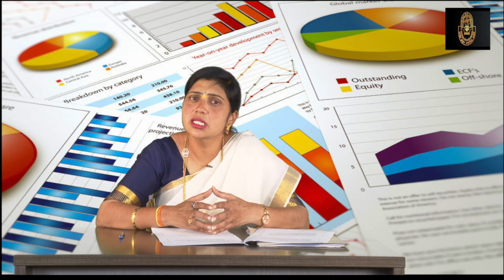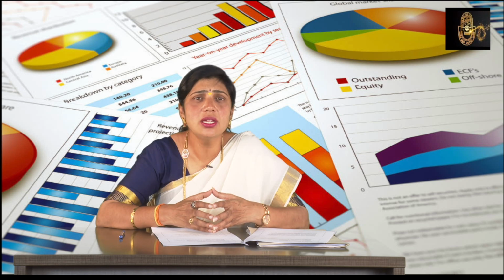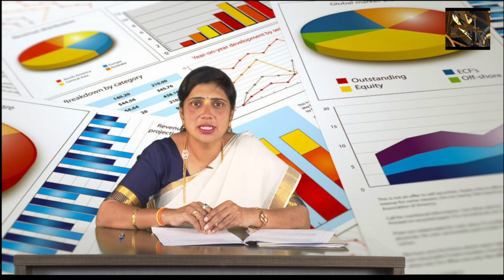At the same time, this deductive method also has some demerits. Let us look into the demerits of the deductive method. First and foremost, in this method, the hypothesis is based on a set of assumptions. If assumptions are unrealistic, what happens to the theory? It also breaks down. Second one, the conclusions derived from the deductive method are not applicable universally because the premises from which they are deduced may not hold good at all times and at all places.